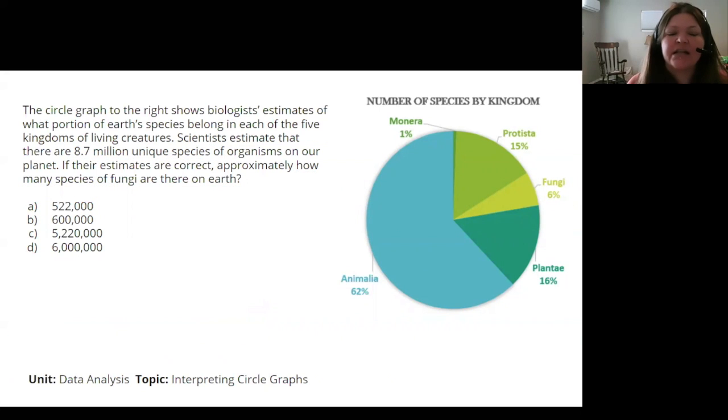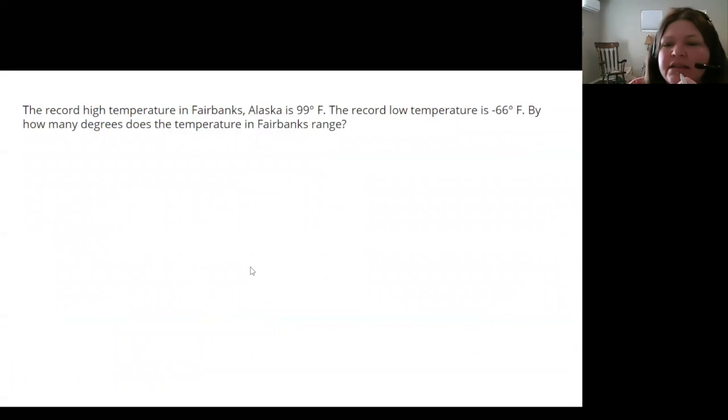The unit is data analysis, but the topic here is interpreting circle graphs. Circle graphs are a visual representation of percents. They are interwoven, intertwined. So let's look at this one, an easy looking problem that would trick a lot of students. The record high temperature in Fairbanks, Alaska is 99 degrees Fahrenheit. The record low temperature is negative 66 degrees Fahrenheit. And guys, I can attest to this because I lived in Fairbanks for a year. By how many degrees does the temperature in Fairbanks range?